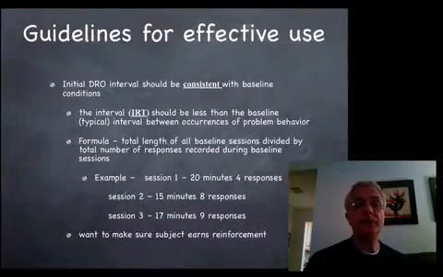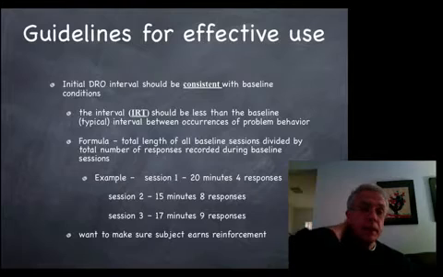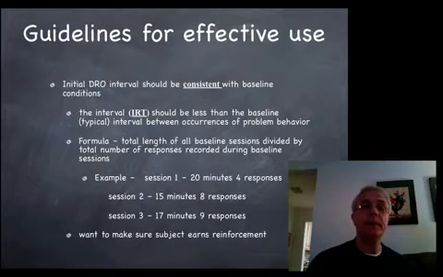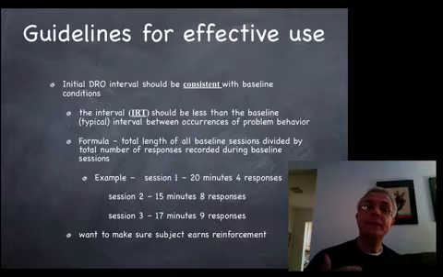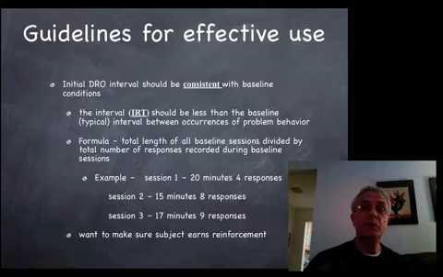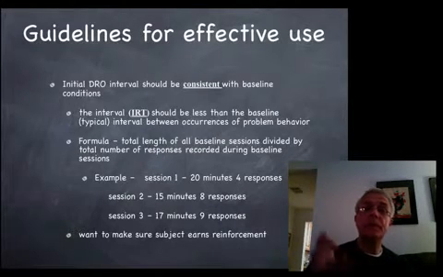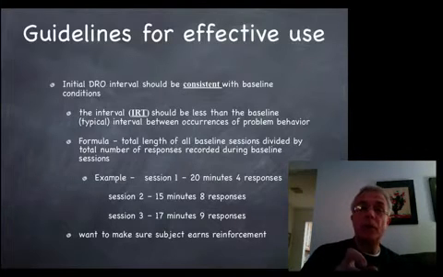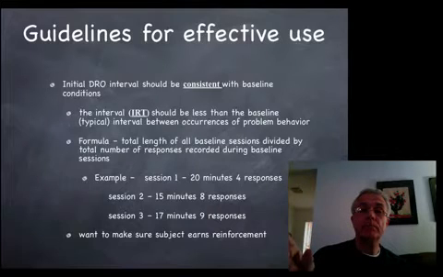Okay, guidelines for effective use. Continuing. Initial DRO interval should be consistent with baseline conditions. So this is what I was talking about a moment ago. Say there's 15 problem behaviors over a 30-minute period. That's one problem behavior every 2 minutes. So the inter-behavior interval would be on average every 2 minutes. Does that make sense? So what you have to do is pick your DRO interval size to match or be smaller than the interval between problem behaviors, right?